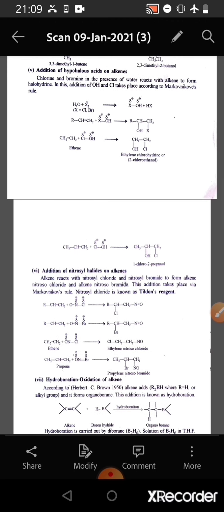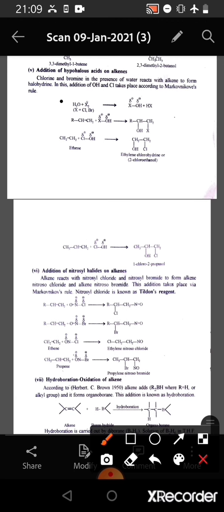So H2O reacts with halogen, that is X can be chlorine or bromine, and it forms XOH plus HX. Now alkene reacts with XOH, that is hypohalous acid, and forms halo alcohols.